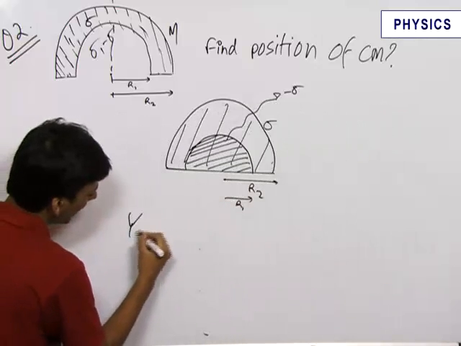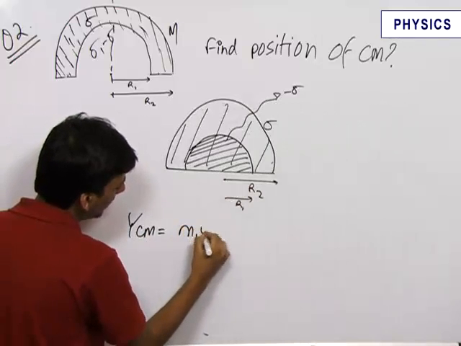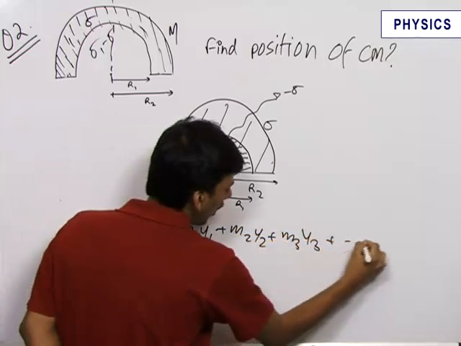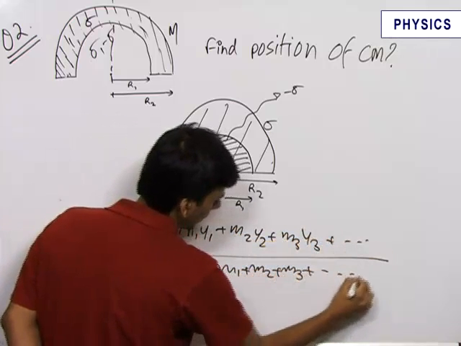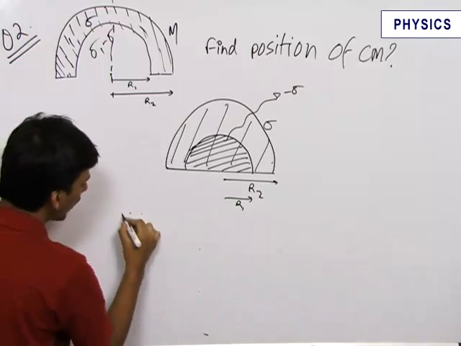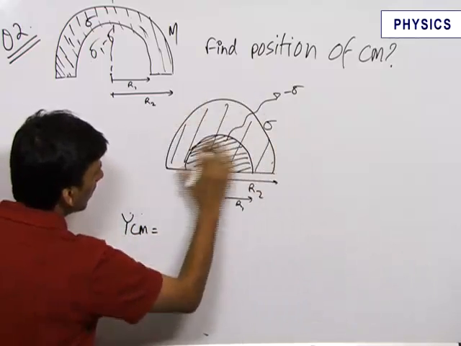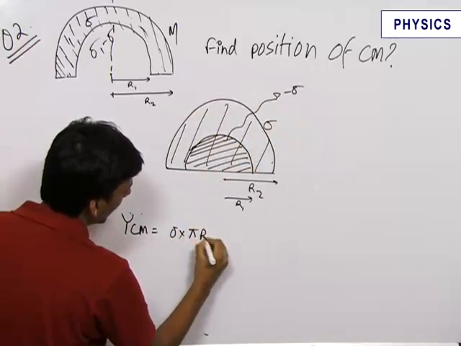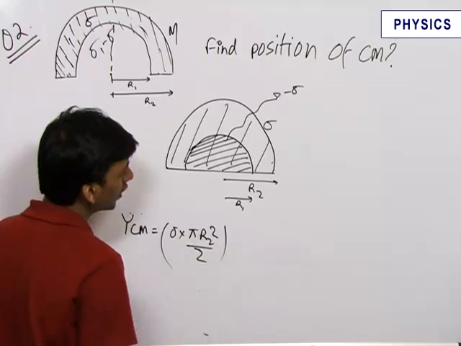So now we find out the y coordinate of center of mass. We know that this can be written as m1 y1 plus m2 y2 plus m3 y3 and so on upon m1 plus m2 plus m3 and so on. So by using this formula, we get the y coordinate of center of mass to be, for the center of mass of this whole outer plate, sigma into pi r2 square by 2. This is the mass of the outer plate into the y coordinate of the center of mass.